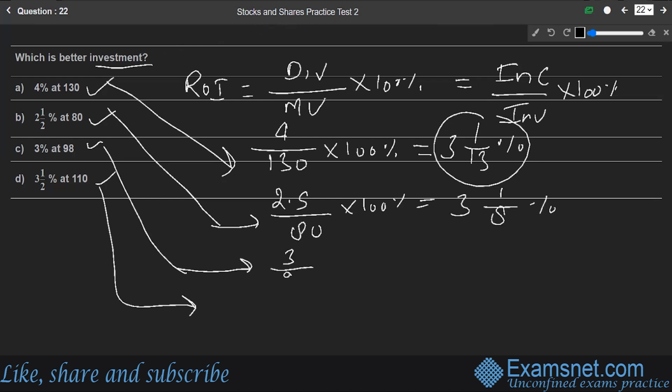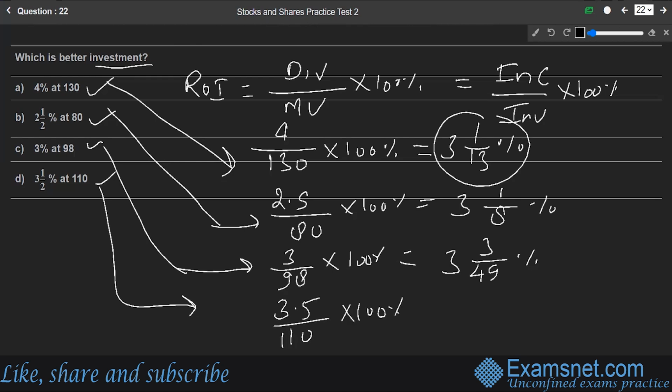Third one, the same way, 3 by 98 into 100%. If we solve, this comes out to be 3 by 49% after the calculation part. And the last one, 3.5% is nothing but 3.5 divided by the investment, which is 110, into 100%. If we calculate, this is coming out to be exactly equal to 3 2 by 11%.